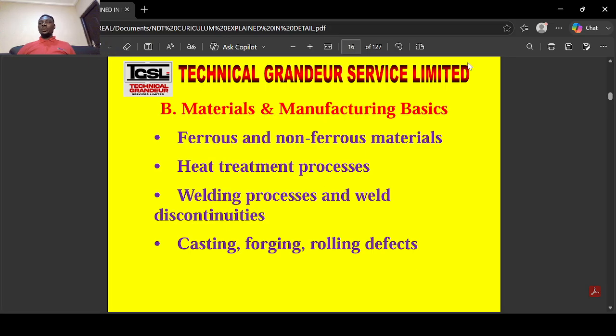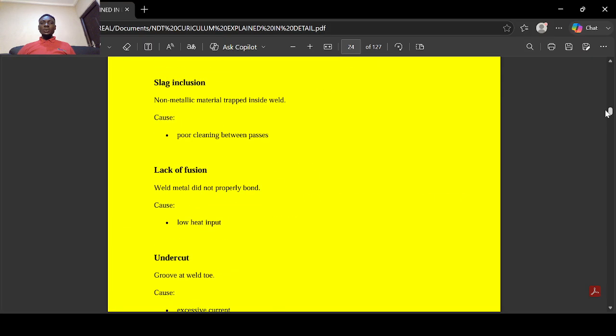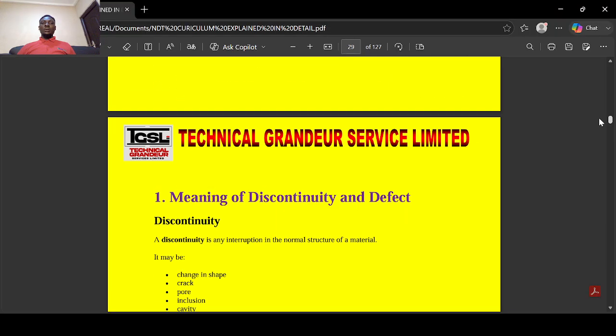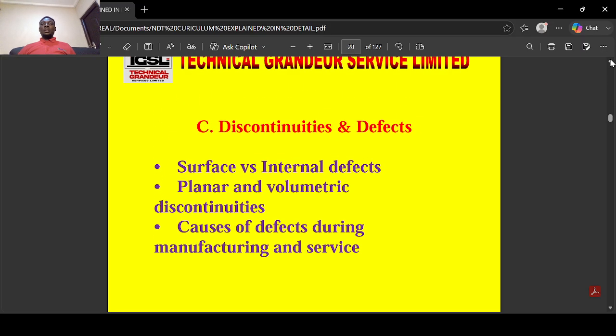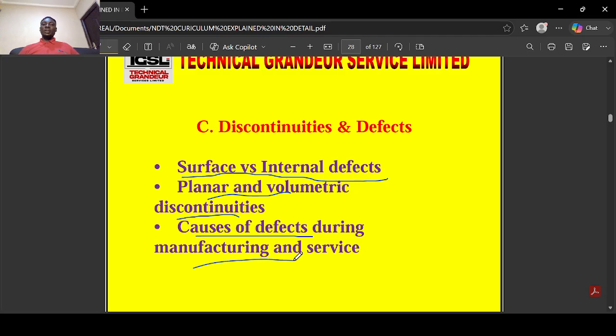So today we're talking about chapter 4, discontinuities and defects. We are going to talk about surface versus internal defects, planar and volumetric discontinuities, and then the causes of defects during manufacturing services.